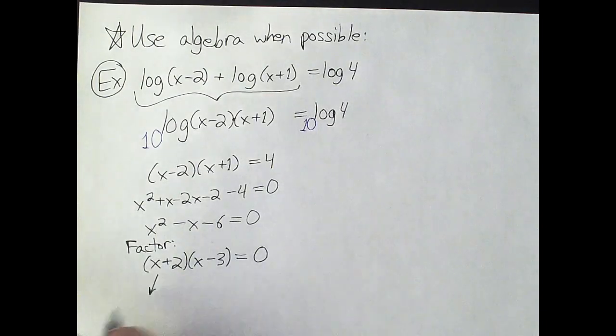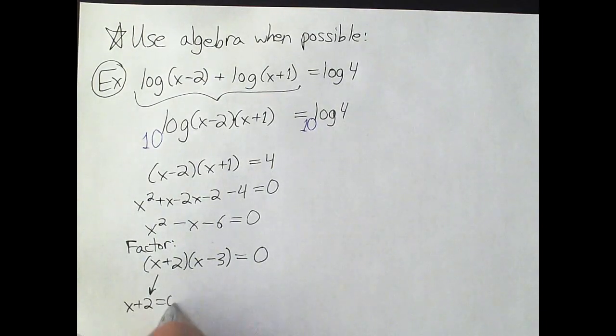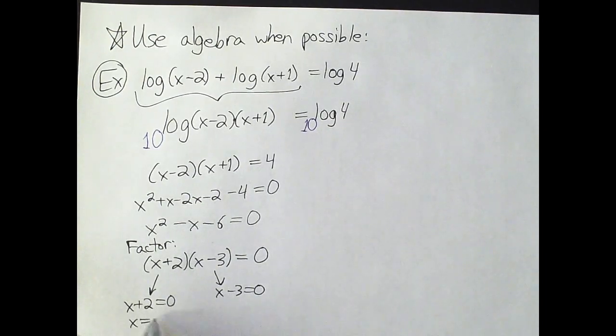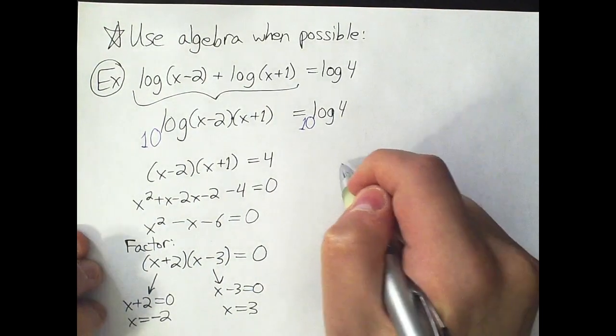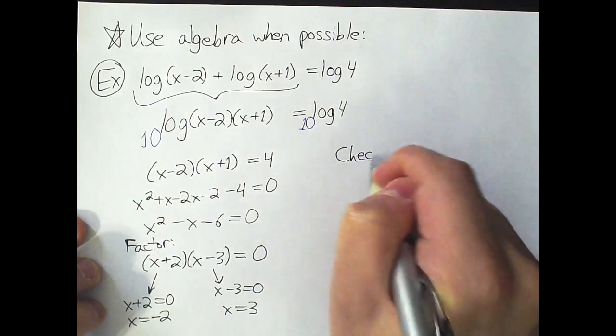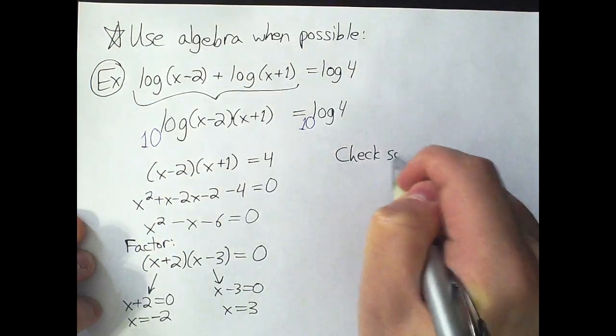So from here, x plus 2 equals 0, or x minus 3 equals 0. This says x equals negative 2. This says x equals 3. Those are actual x values, but I'm not putting a box around them yet, because remember, we have to check in the original problem. Let's go all the way up here and check solutions.